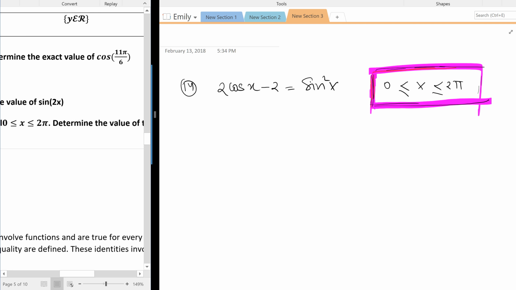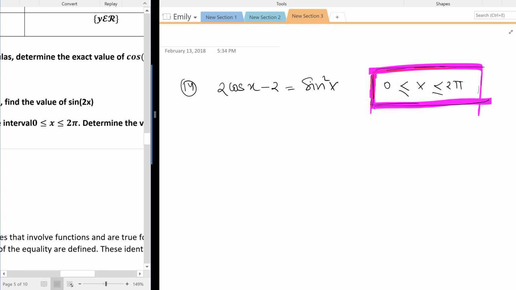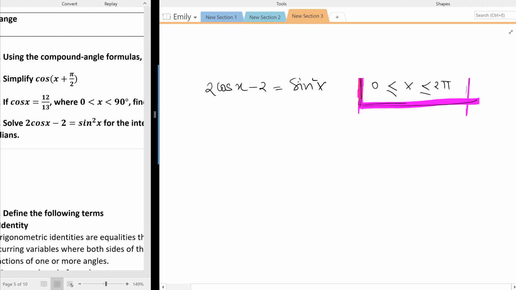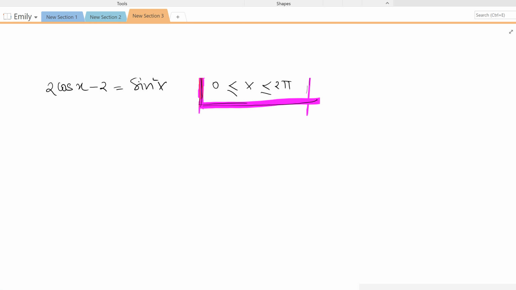So we have that interval. Determine the values in radians. We have sine squared, and there we have cos, and that means we have to convert them into something simpler. And I know that sine squared x is equal to 1 minus cos squared x.